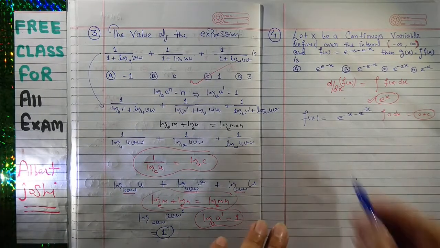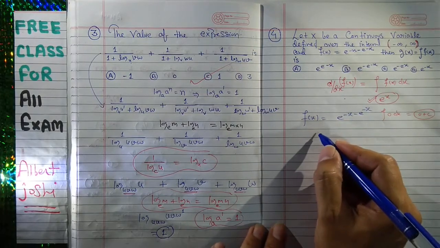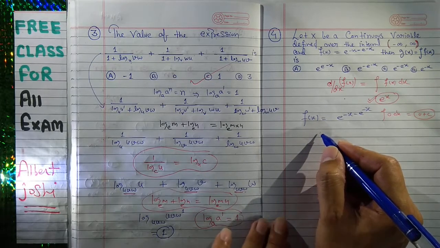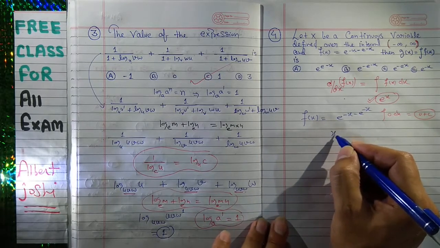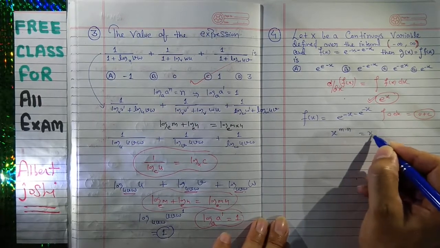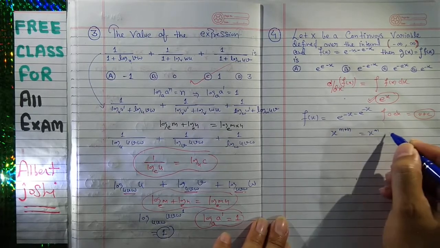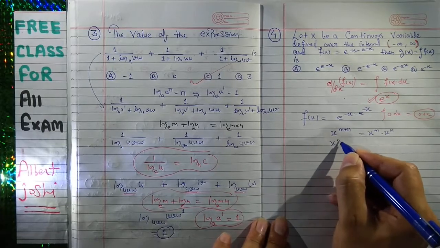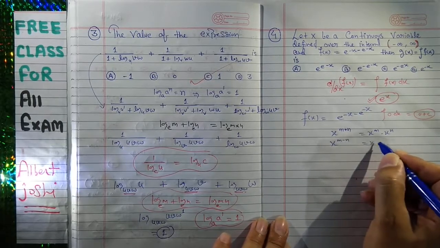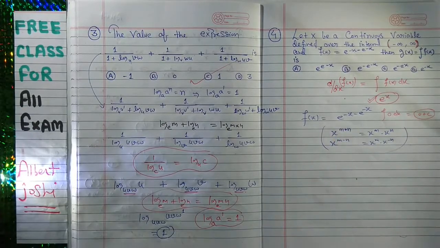Now you have to integrate this problem. At first, you have to think of one formula. The formula is x to the power m into n is equal to x to the power m plus n is equal to x to the power m into x to the power n, and x to the power m minus n is equal to x to the power m into x to the power minus n. We will use this formula.